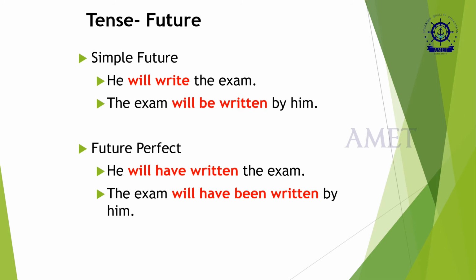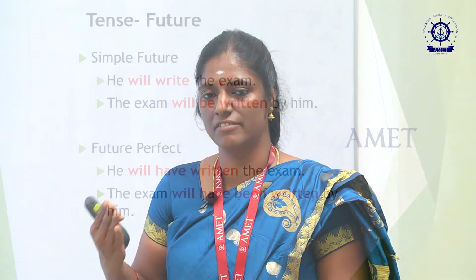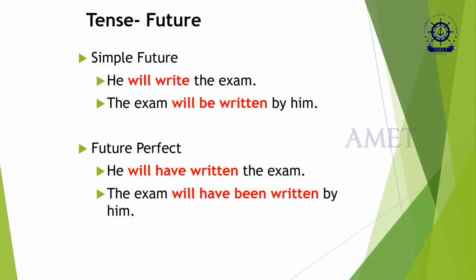In future tense we have to use 2 auxiliaries, that is will or shall. When converting this into passive voice, we have to add will plus be or shall plus be. So will be written or shall be written. See the example: he will write the exam. The exam will be written by him. We are using be because this sentence is in future tense.